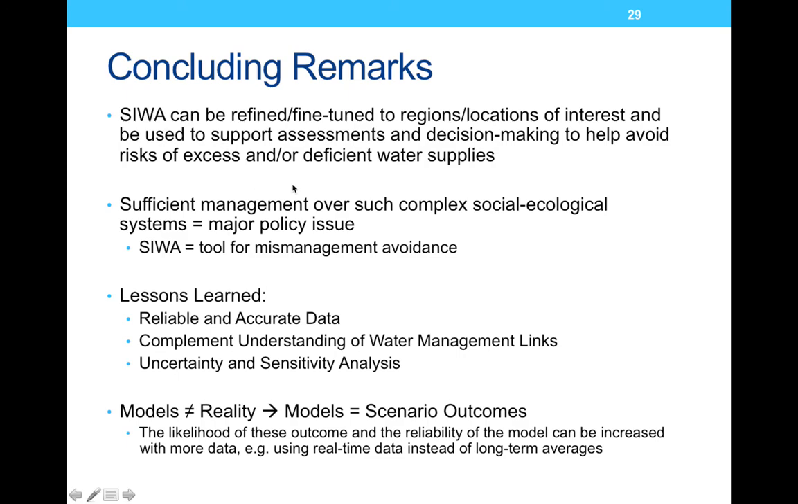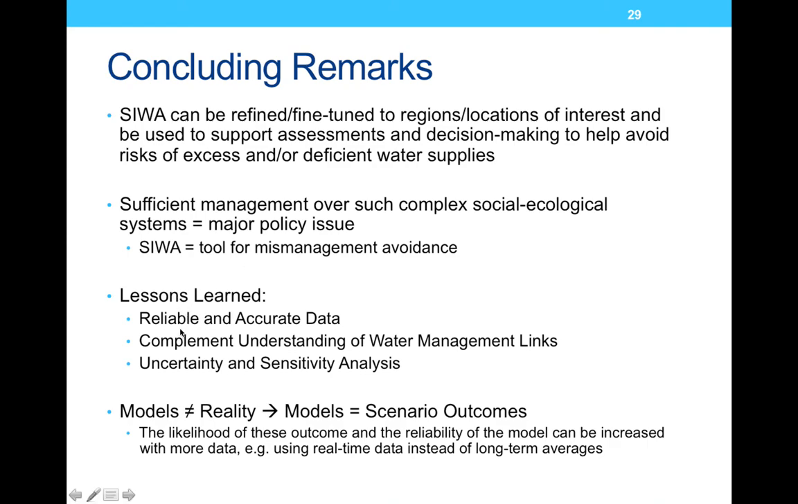So a model like CEWA can be used to analyze regions and locations. It needs to be refined and fine-tuned for that purpose, and can be used to support assessments and decision-making, primarily with enough lead time to help avoid risks of either having too much water or deficient water supplies. So CEWA is really a tool for avoidance of mismanagement of water, and it's because it's really tailored to analyze both the hard side, the infrastructure side, but also the policy interventions.